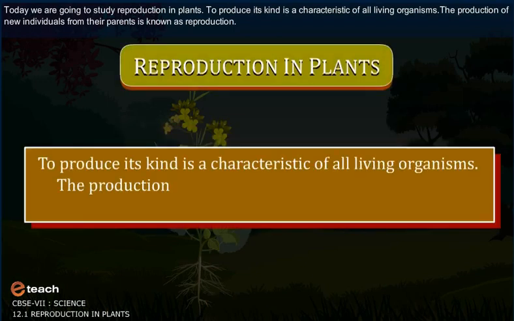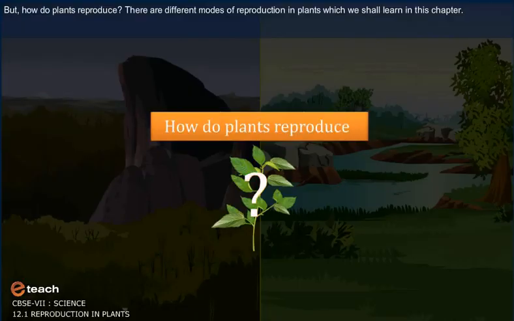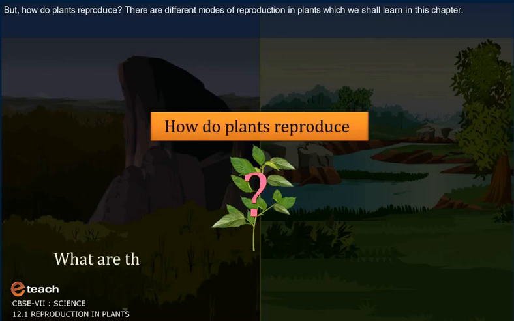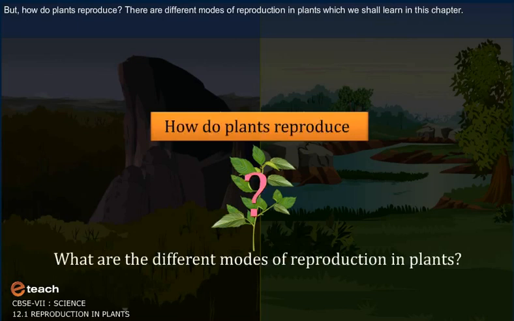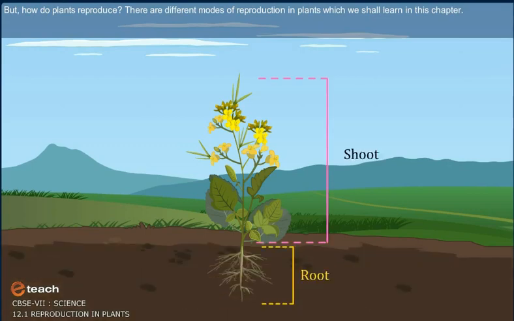To produce its kind is a characteristic of all living organisms. The production of new individuals from their parents is known as reproduction. But how do plants reproduce? There are different modes of reproduction in plants, which we shall learn in this chapter.